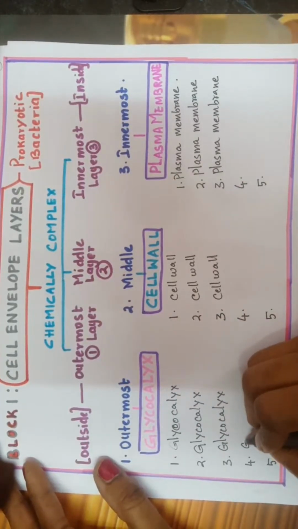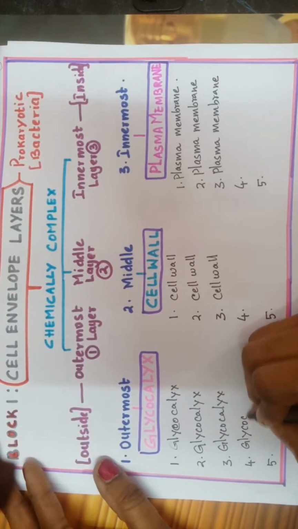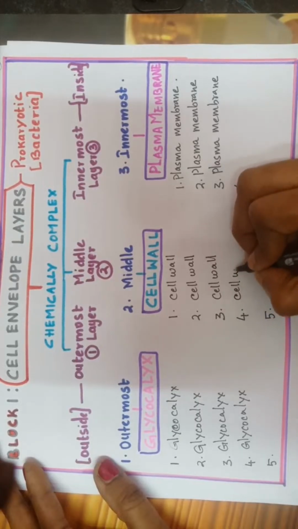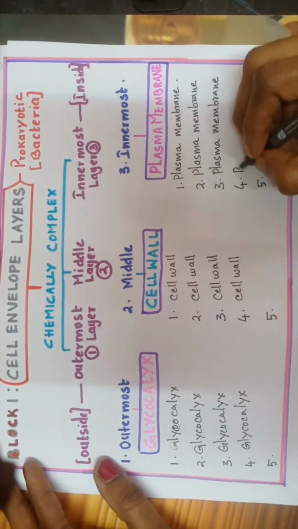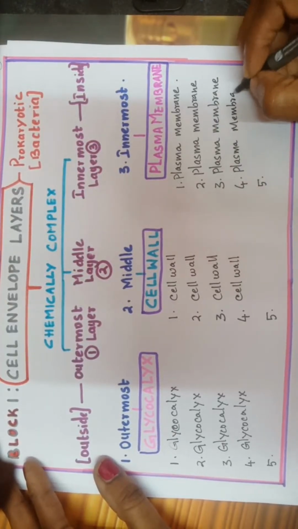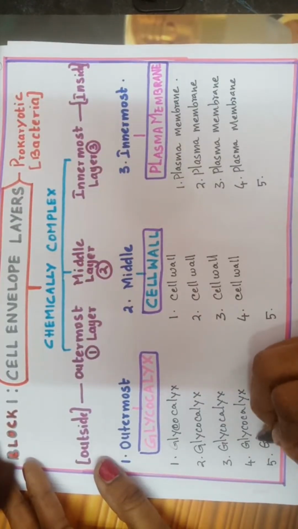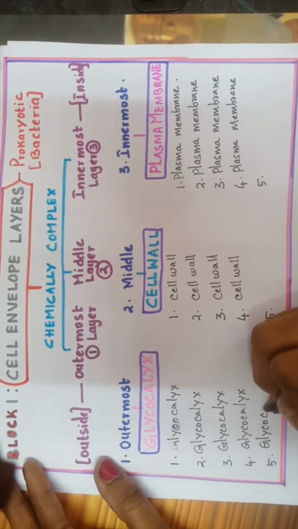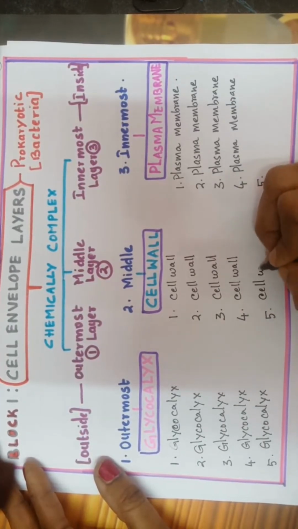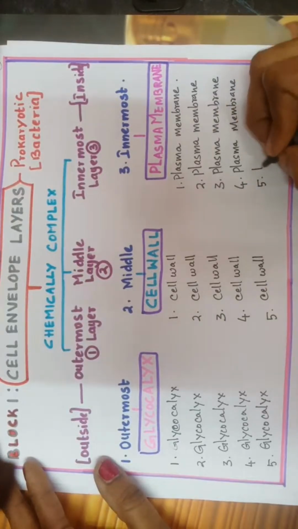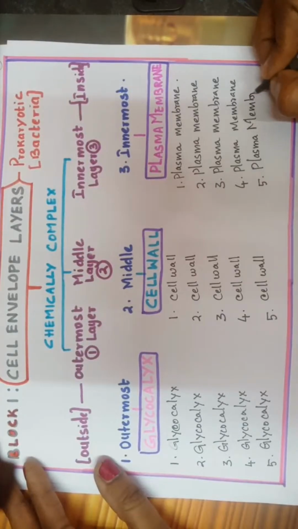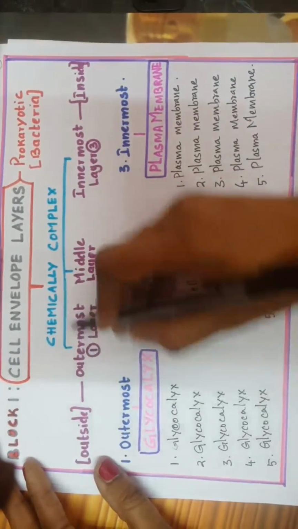Fourth time, are you following me? Glycocalyx, outermost layer, middle layer is the cell wall, innermost layer is the plasma membrane. Then the final, fifth time, outermost layer is the glycocalyx layer, middle layer is the cell wall, and the innermost layer is the plasma membrane. Shall we revise it once more?